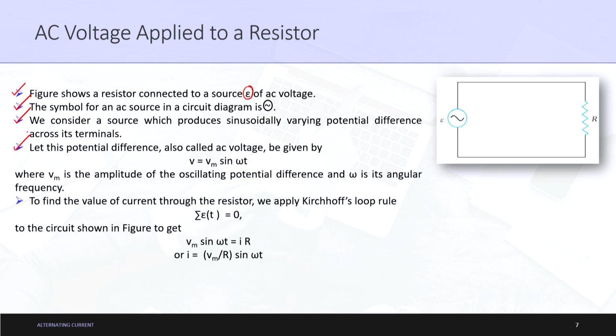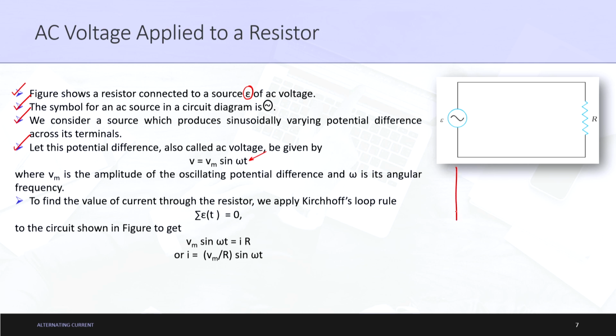Now we are trying to mathematically define what the voltage produced is, what the current produced is, and so on. So, let this potential difference, also called AC voltage, be given by V equals Vm sin omega t. Why is it sin omega t? Because we have understood that the complete concept of AC voltages can be understood using sinusoidal waveforms. The best examples of sinusoidal waveforms are sine, cos and tan, but in the easiest sequence we generally use sin omega t. So, let us start with sin omega t.